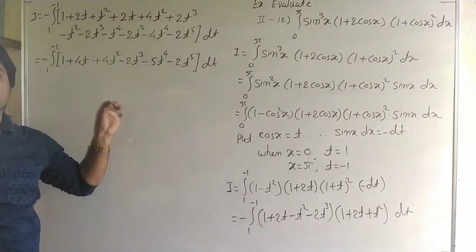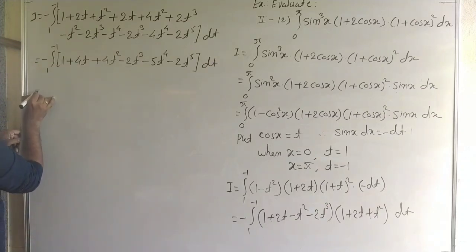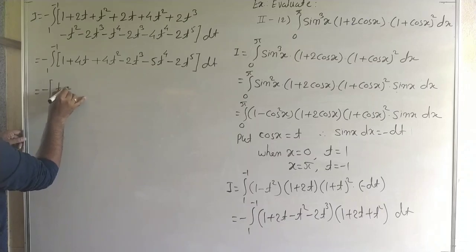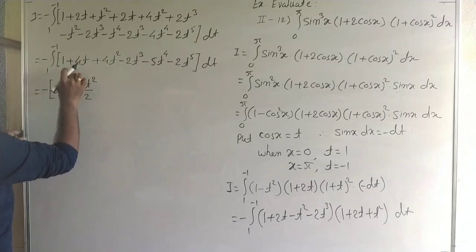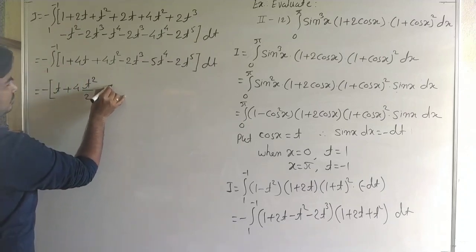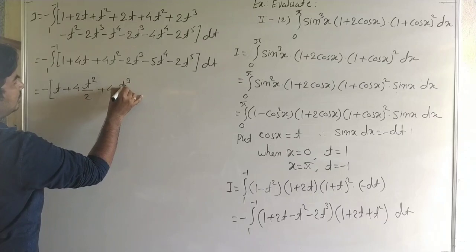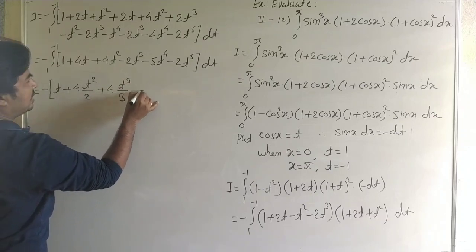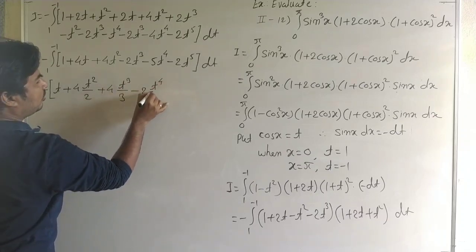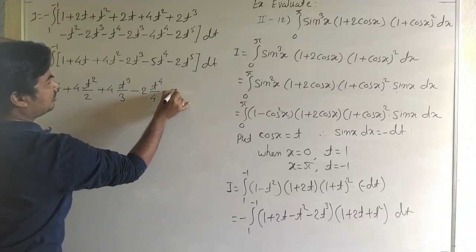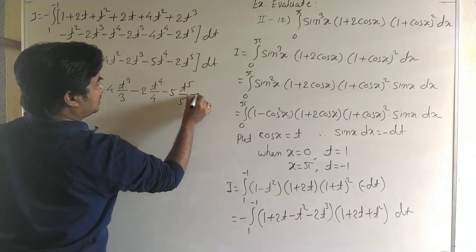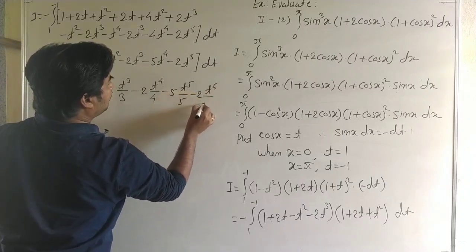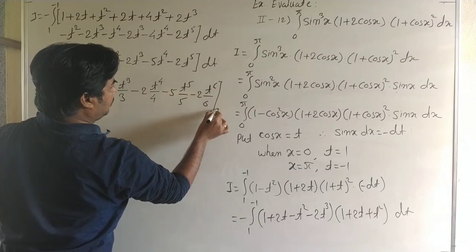Now find the integral. Then it is minus as it is, integral of 1 is t, plus 4t square by 2, plus 4t cube by 3, minus 2t to the power 4 by 4, minus 5t to the power 5 by 5, and minus 2 into t to the power 6 by 6, with limits 1 to minus 1.